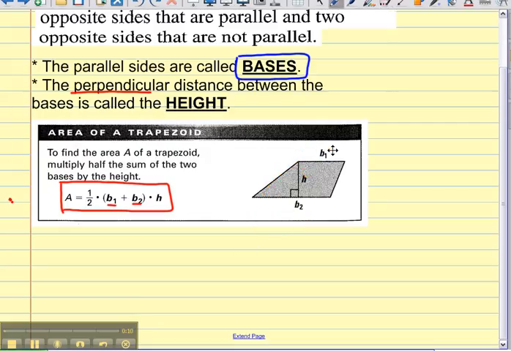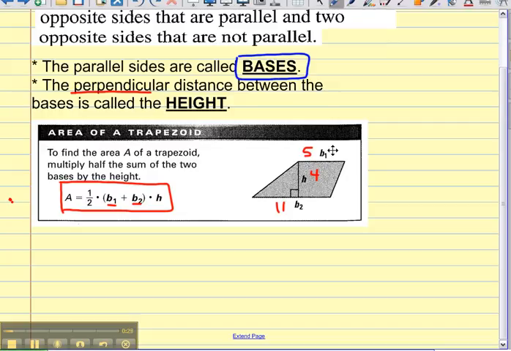Okay, but if this base were 11 inches, Carl, which has nothing to do with the mic, and this base was 5 inches, and the height was 4 inches, we're going to find out the area of that trapezoid. So the first thing I'm going to do, Elena, is add the two bases together. And what do you get?